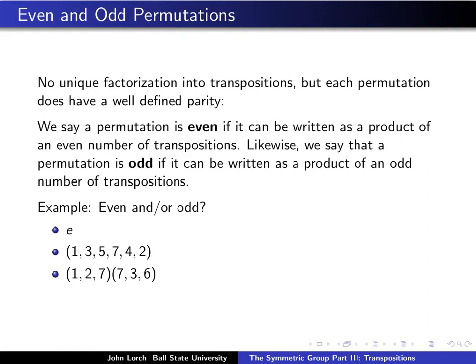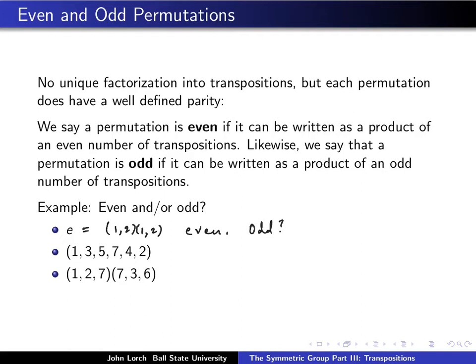So E we already saw a moment ago. We can write it as a product (1 2)(1 2), and so E is certainly an even permutation. Now, you might be wondering, is it also an odd permutation? Maybe there's some crazy way to write the identity as a product of an odd number of transpositions. Well, maybe you should think about that and see if you can come up with anything.